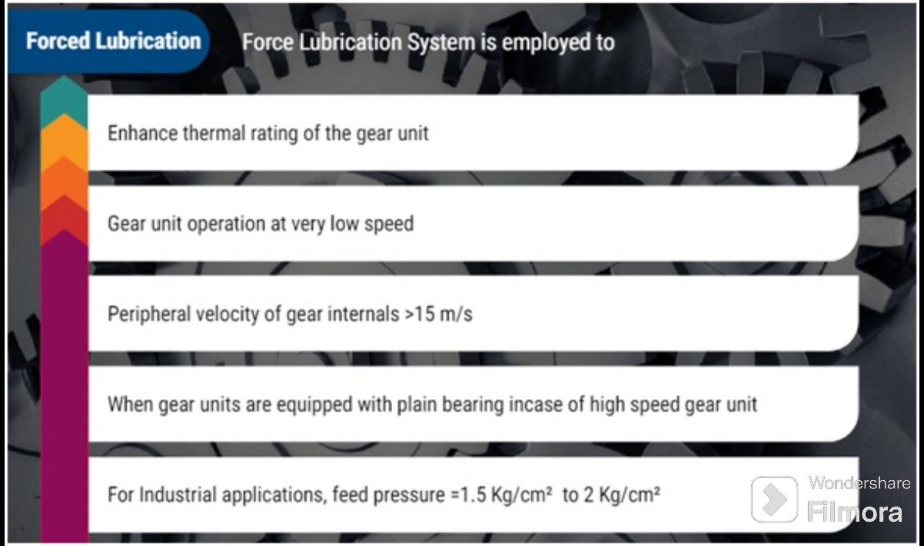Forced lubrication system is employed to enhance thermal rating of the gear unit when gear unit is operating at very low speed, when peripheral velocity of gear internals is more than 15 meter per second, when gear units are equipped with plain bearing like white metal or journal bush bearing in case of high speed gear unit, and for industrial applications generally operates with feed pressure in order of 1.5 kilograms per square centimeter to 2 kilograms per square centimeter.